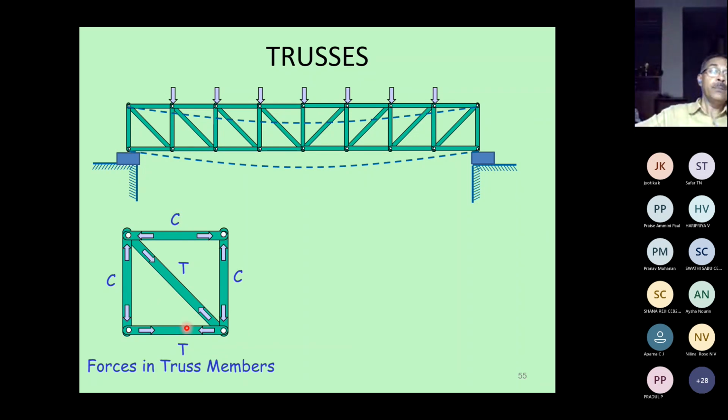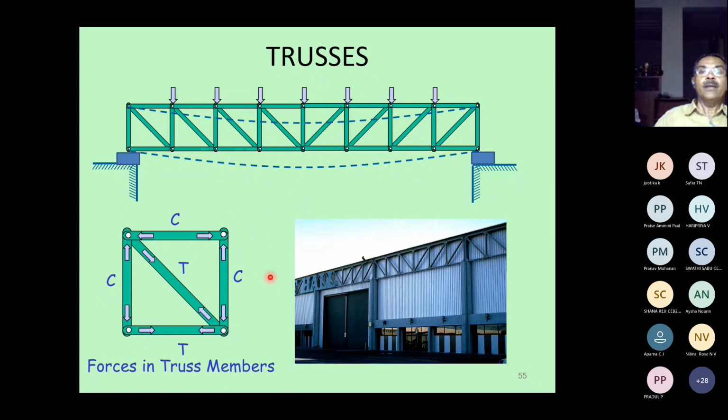So the forces in the members can be taken something like this. The verticals are in compression, diagonals are in tension, and then your top is in compression, bottom is in tension, like that. You can see a typical truss here, a photograph of a truss that is used between two columns.